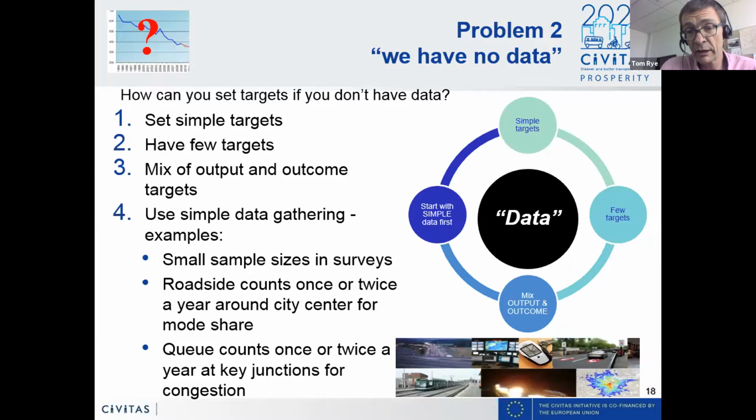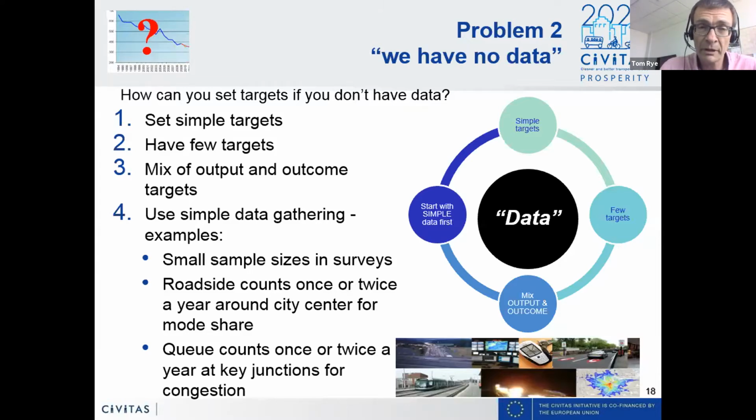So roadside counts can help you to understand roughly how many people are coming into the city centre by car, how many people are coming by bus, by bike and on foot. And again, it's not hugely accurate, but it can help you to establish a trend over time to see whether your modal share is going in a more positive direction or a more negative direction.